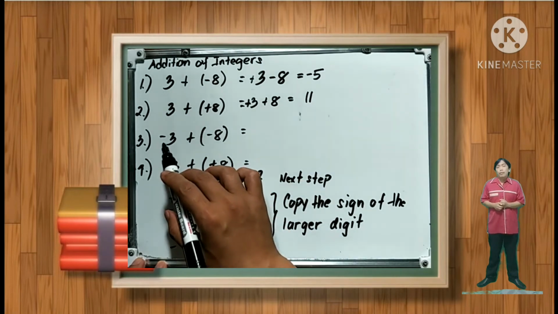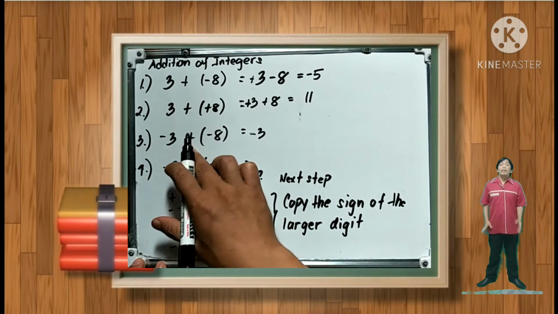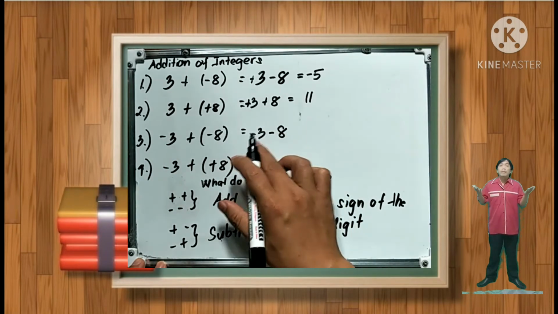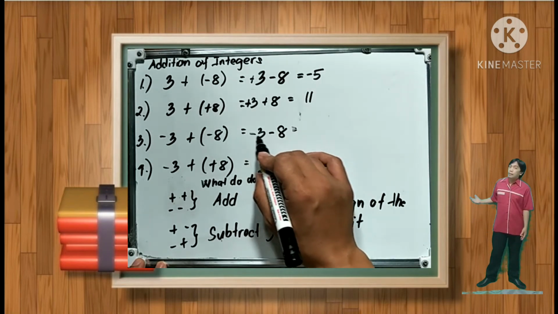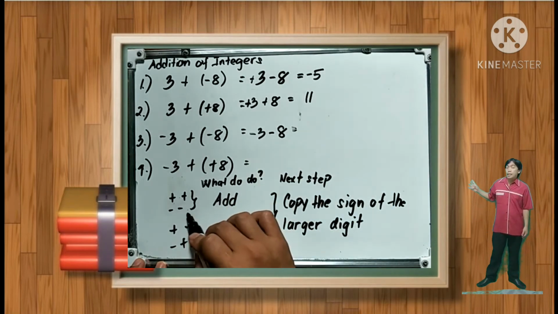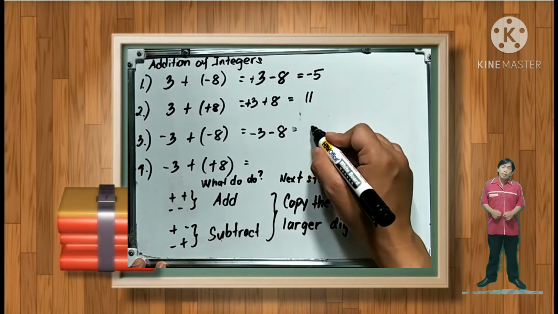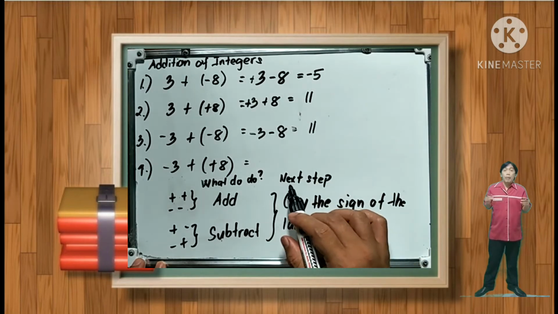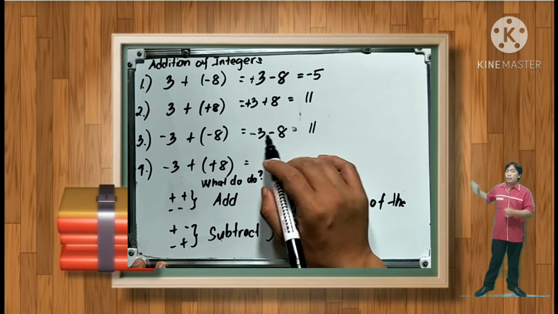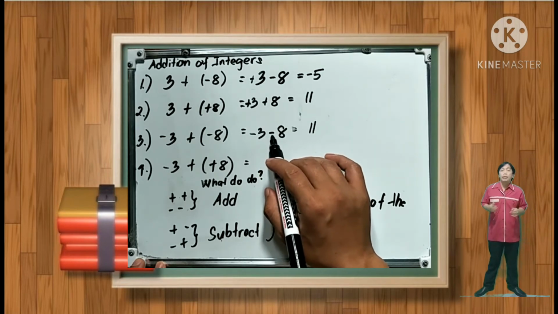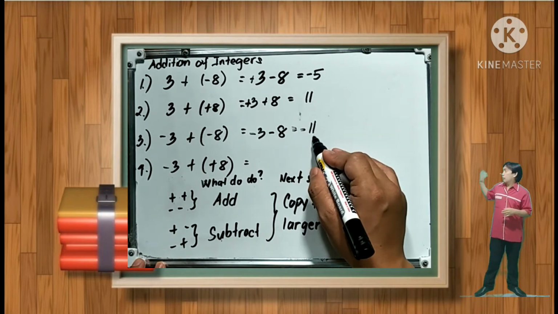Okay, next one. Negative 3 plus negative 8. So we have negative 3, disregarding this one, so we have negative 3 minus 8. Now, we have noticed that we have two signs which are the same. It falls here. What to do? We're going to add. So let's add 3 and 8. The answer is 11. Now, the next step is copy the sign of the larger digit. 8 is larger than 3 regardless of the sign. Let's copy the sign which is negative. So the answer is negative 11.